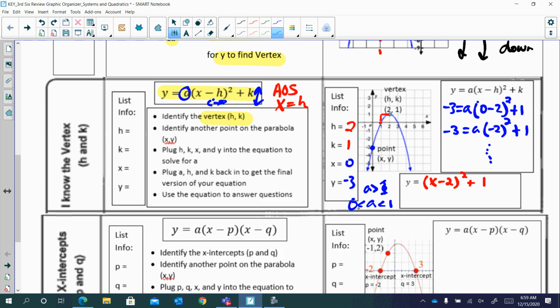So narrow, wider. This one is narrow. Hopefully you can see that. I know this font is bad. This is wide.